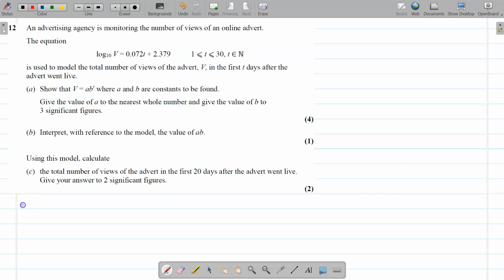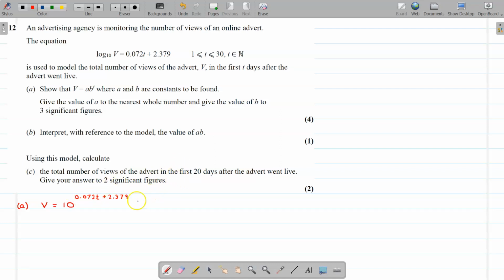The first thing I would do here is invert the log rule and say that V must therefore equal 10 raised to the power of the right hand side. So just be very clear when you write this down. V is 10 to the power of 0.072T plus 2.379. So all of that is a power. You don't need to put brackets around that, but you do need to make sure it's all raised up well above the 10 like that.